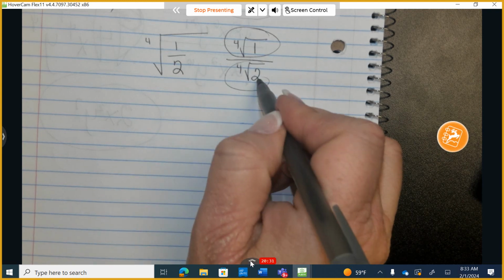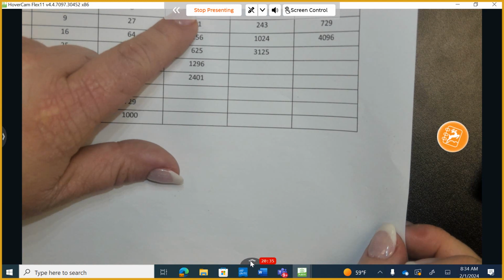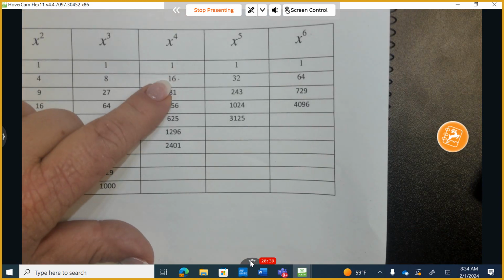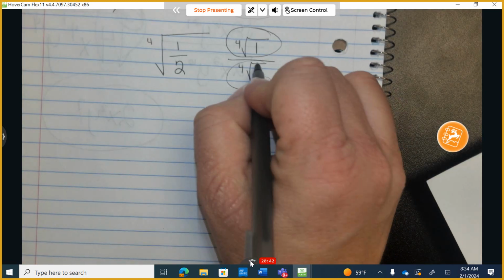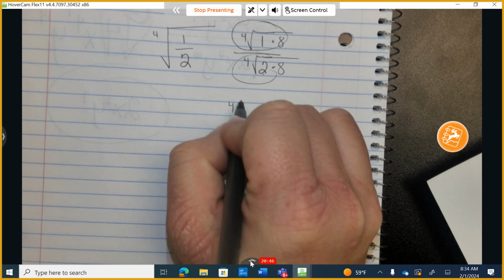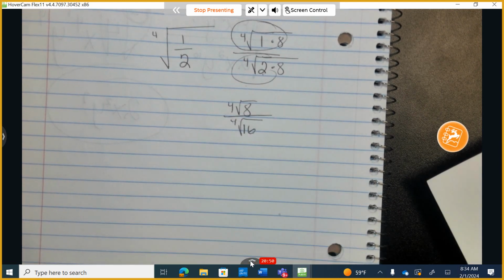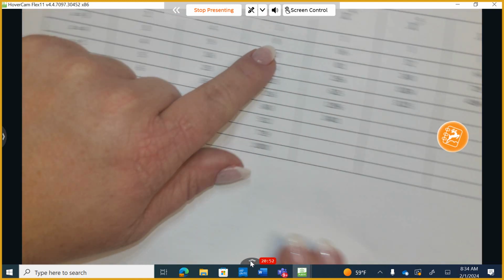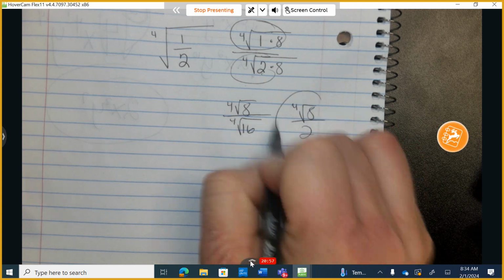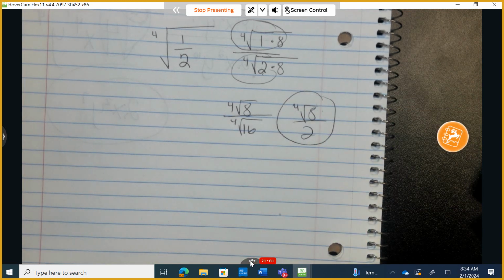Is the 2 in the fourth column? It is not, but it's located between 1 and 16 in the fourth column. So I'm going to take 16 divided by 2, and I get a nice whole number of 8. So I need to extend this times 8. So I have the fourth root of 8 on top, the fourth root of 16 on the bottom. And when I look at my chart, I can see the fourth root of 16 is, in fact, 2. So I have the fourth root of 8 over 2. These cannot be reduced further or joined together. This is my final answer.